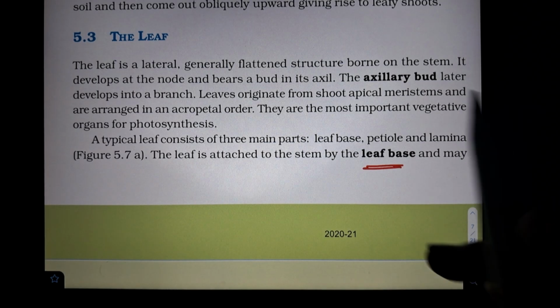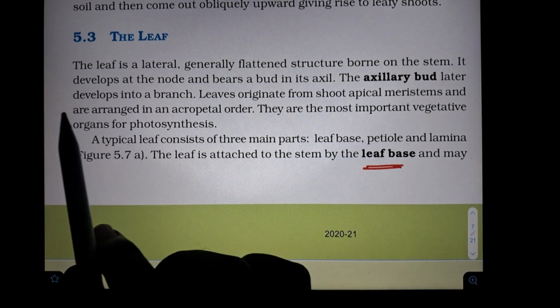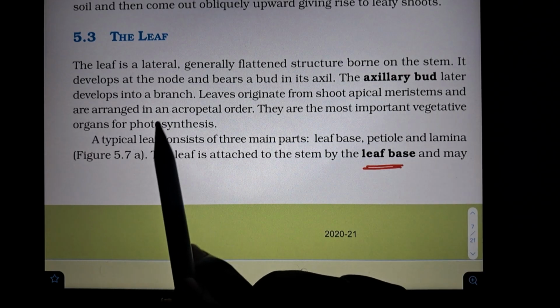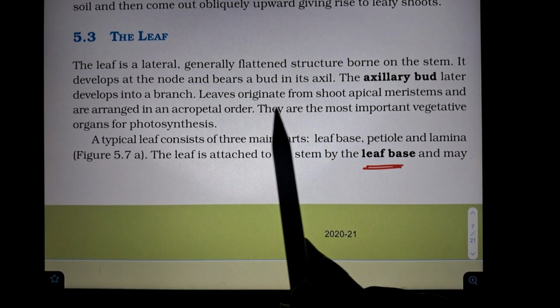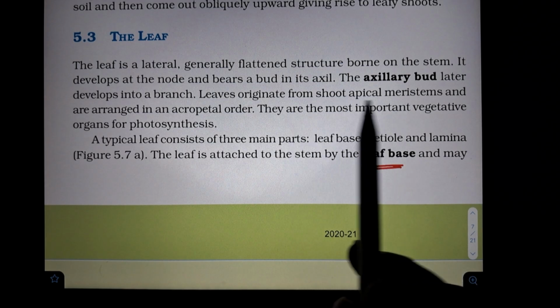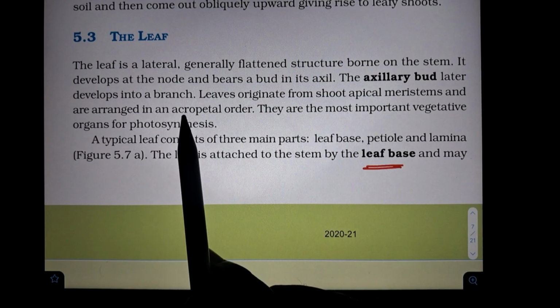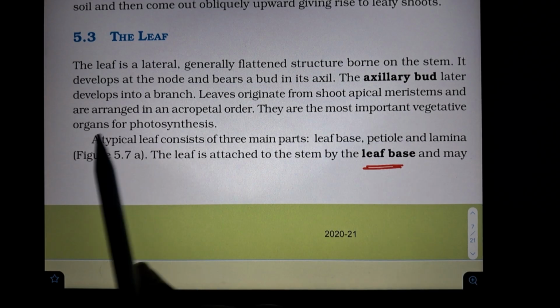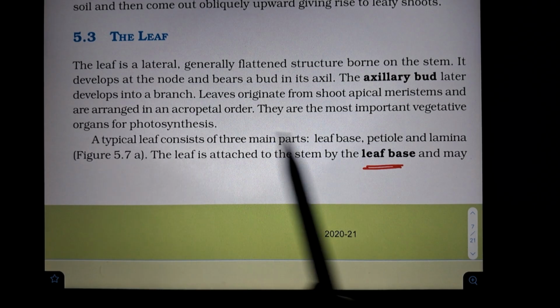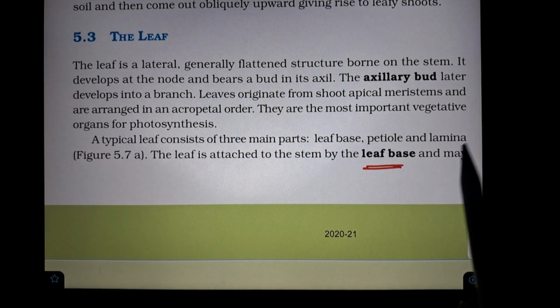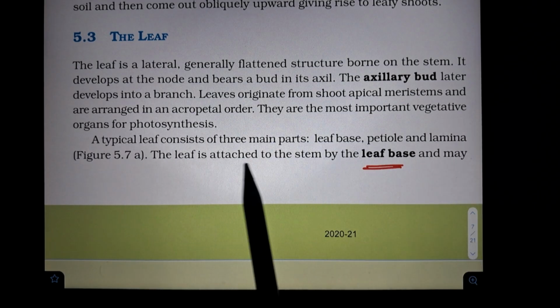Here, the axillary bud later develops into a branch, and leaves originate from shoot apical meristems and are arranged in an acropetal manner. They are important vegetative organs for photosynthesis. Three main parts: leaf base, petiole, lamina. The leaf is attached to the stem with the help of the leaf base.